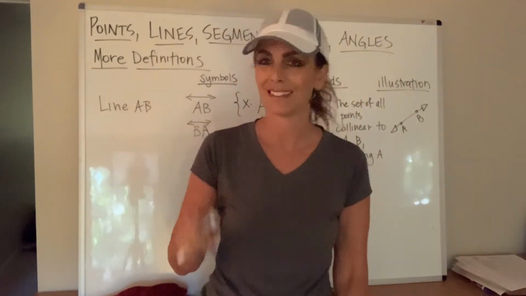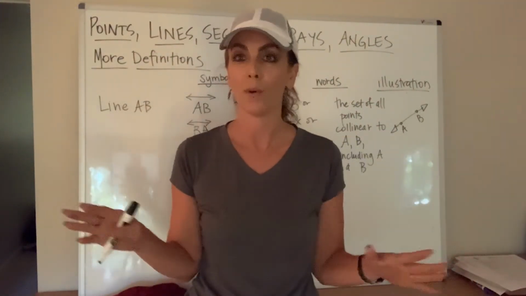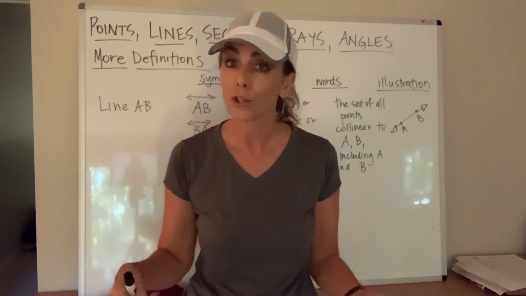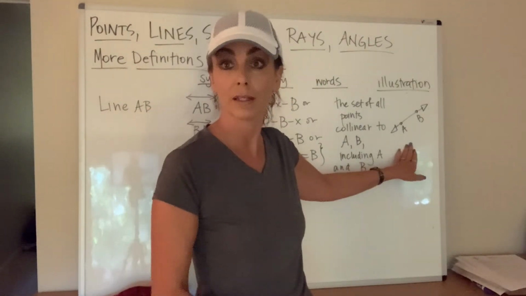In words, this is really easy. It's the set of all points that are collinear to A and B, inclusive of A and B. And this is what the illustration looks like.